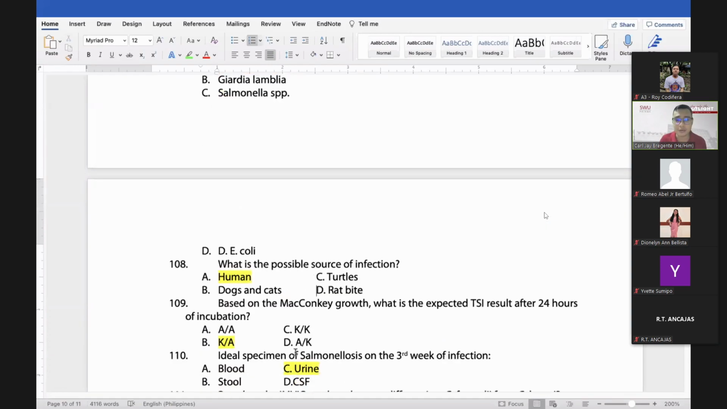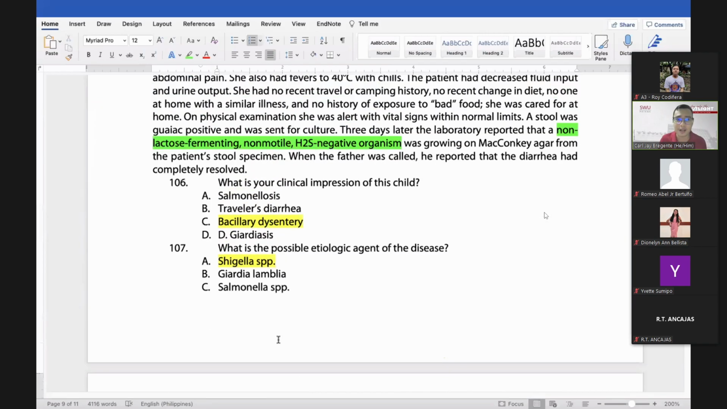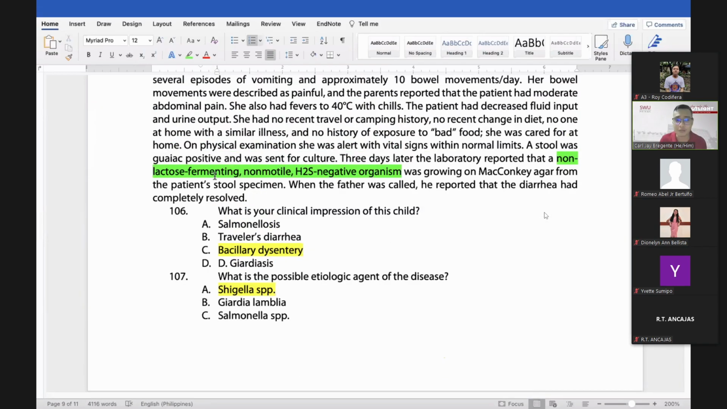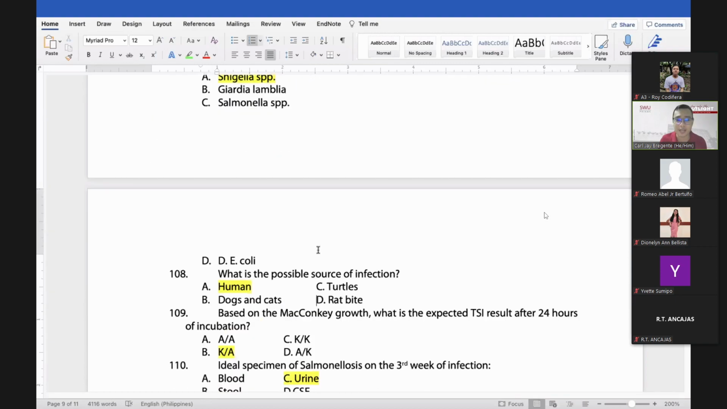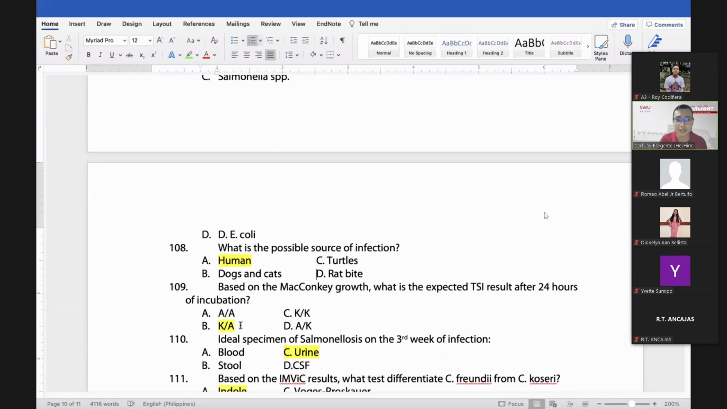Based on the MacConkey growth, what is the expected TSI? So on that MacConkey, you have non-lactose fermenting and non-motile and H2S negative. So non-lactose fermenter, so you have there K over A. So meaning non-lactose fermenter, glucose fermenter. Kani glucose fermenter, lactose fermenter and glucose fermenter. Kani non-lactose fermenter, non-glucose fermenter. Kani lactose fermenter, non-glucose fermenter. So ito yung possible answer.